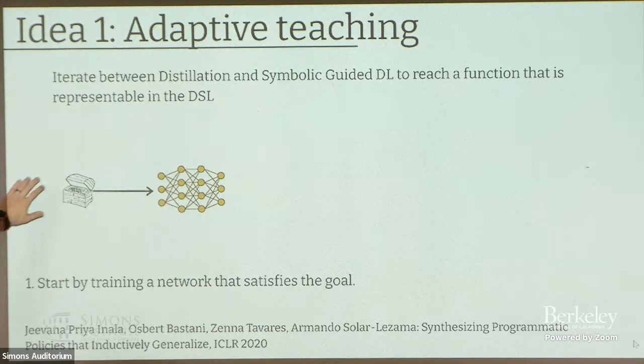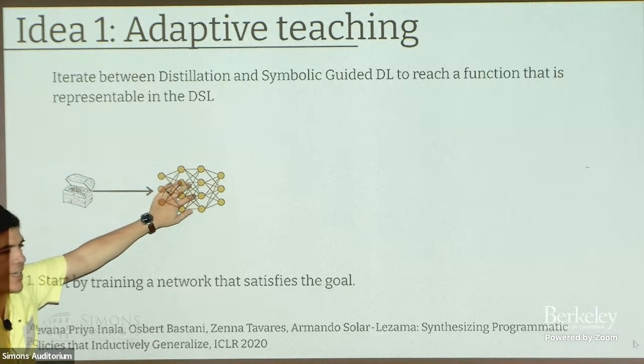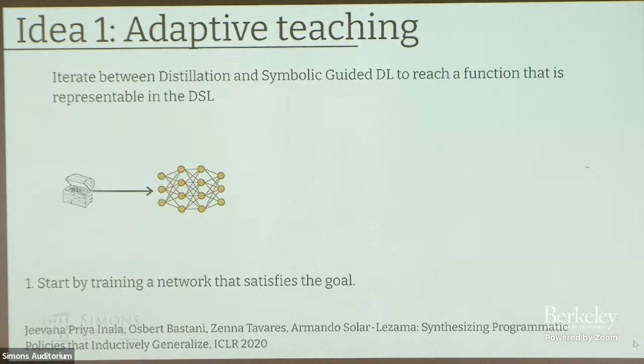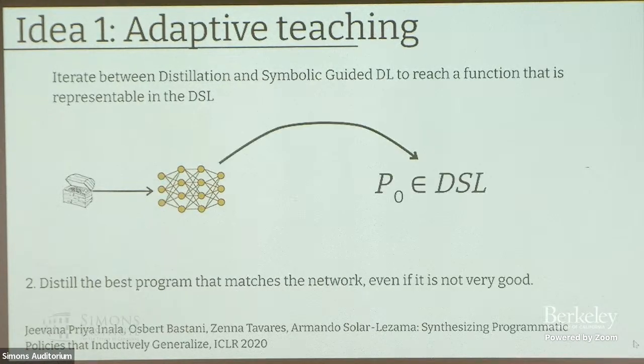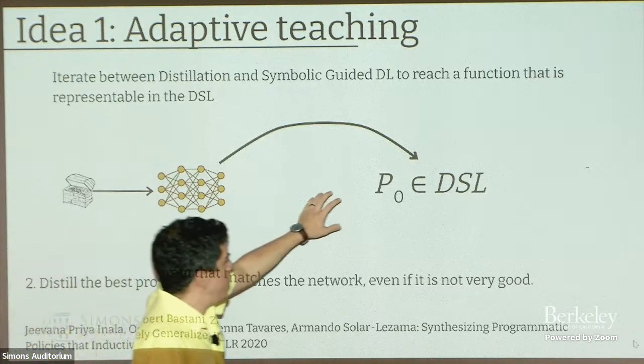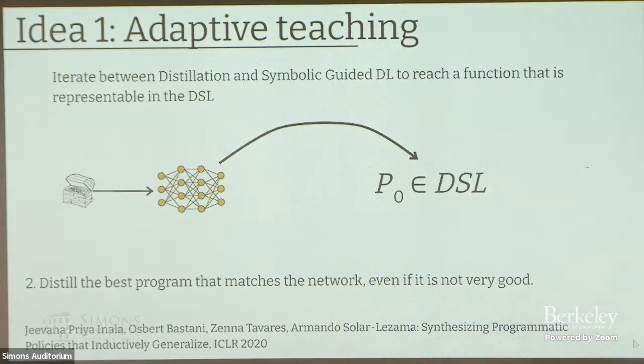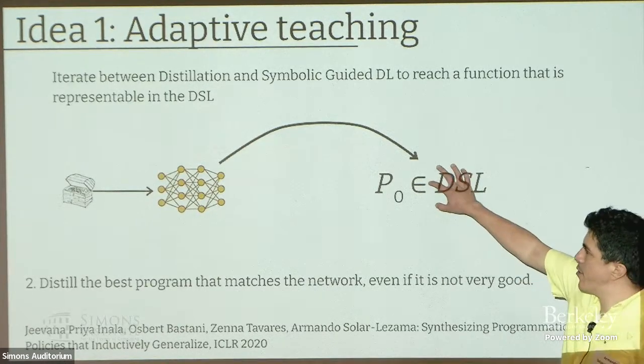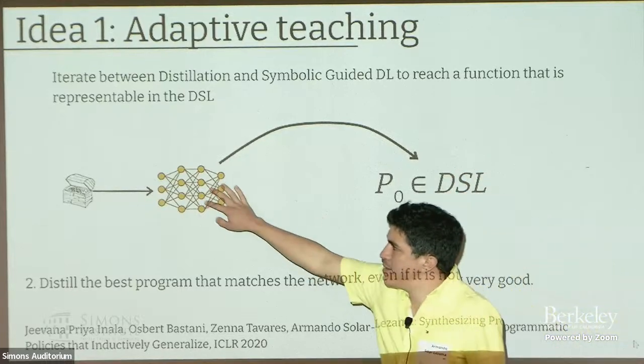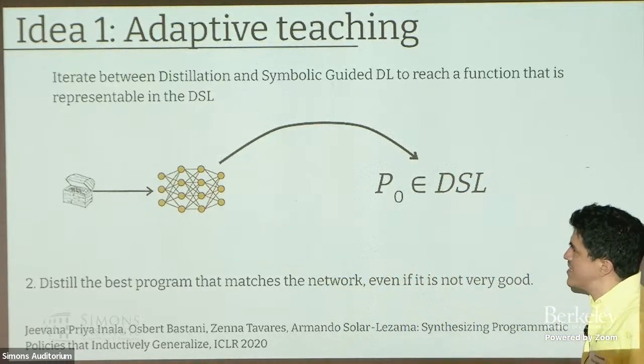So for example, one of the ideas we presented initially in a paper back in 2020 is this idea of adaptive teaching. At a very high level, what's the idea? You have a goal. You train a neural network based on that goal. From this neural network, we distill the best program that matches the behavior of this network. It might not be a very close match. In fact, it probably won't be. But it's a program in the DSL that approximates the behavior of this network.